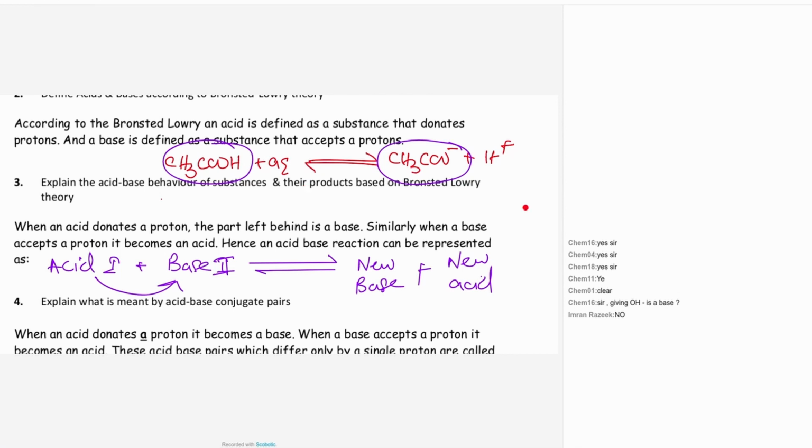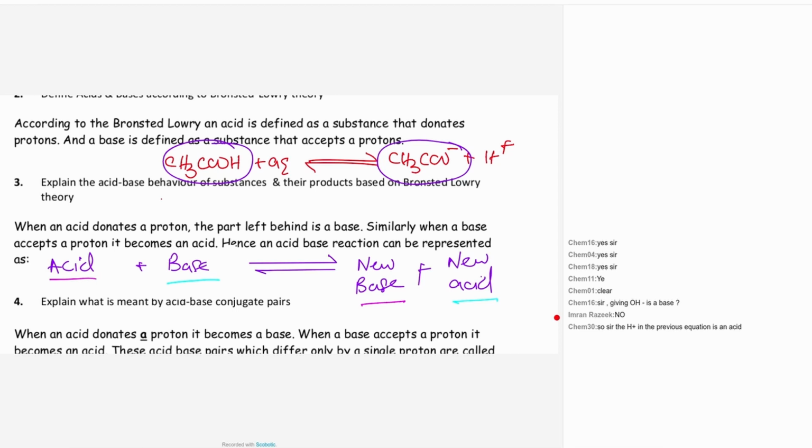See? When an acid gives the proton, the left behind part is the base. So when an acid donates the proton, the left behind part is a new base. This new base is formed from this acid. And when the base accepts a proton, it forms the new acid. Right? Clear? So an acid-base reaction can be written in this way.